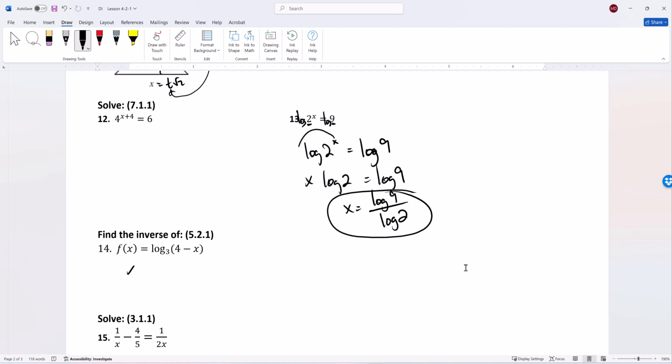Finding the inverse, you switch the x and y. And then to get rid of the log, you convert it into an exponential equation. So that becomes 10 to the x equals 4 minus y. Subtract the 4. And then multiply by a negative.